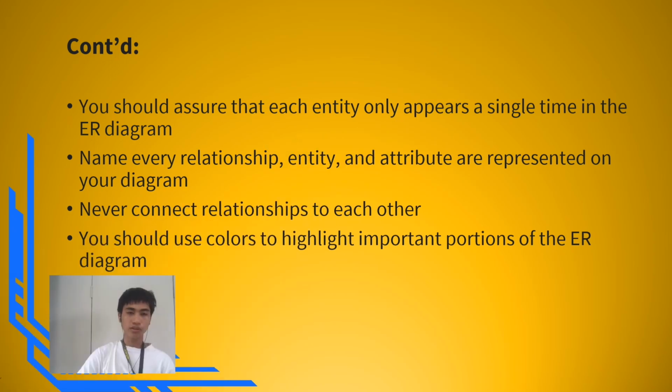The fourth is, you should assure that each entity only appears a single time in the ER diagram. Just like the first practice, if we use an ER diagram, we might somehow avoid duplication, and the entity appears a maximum of once. And the fifth is, name every relationship, entity and attribute represented on your diagram.